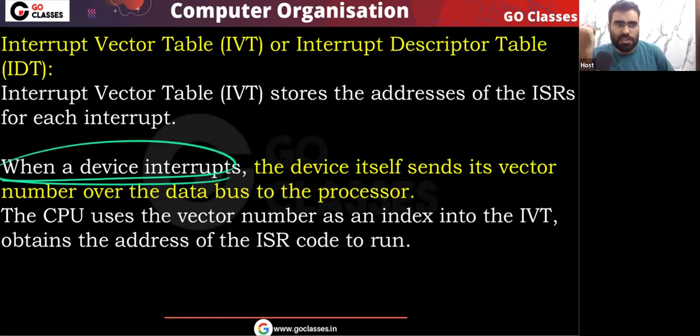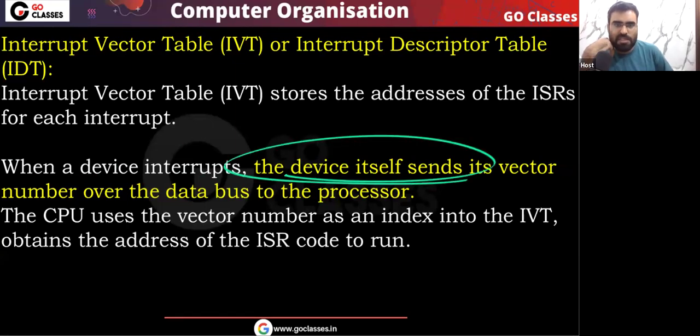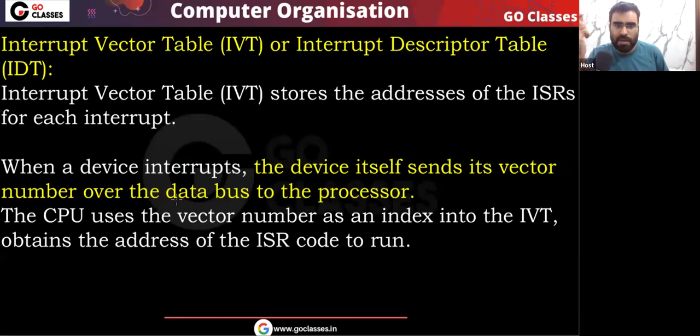Whichever device is interrupting, for example, let's assume the battery is interrupting, the device itself will send the vector number, the interrupt number, the unique identification number, on the data bus to the processor. Now what will the processor do? It will find the vector number, check the IVT, the interrupt vector table, find the address of the ISR, and then run the ISR. So this is the complete thing. Please tell me, did you understand?